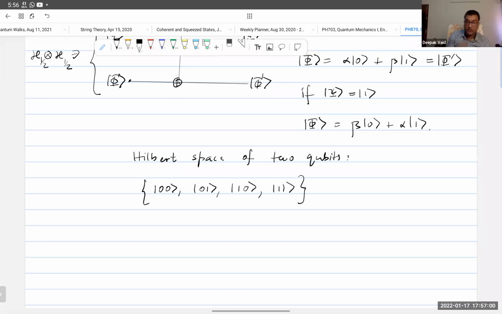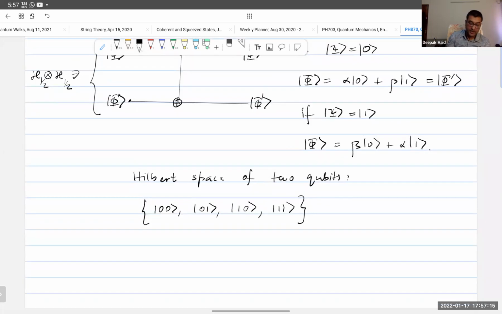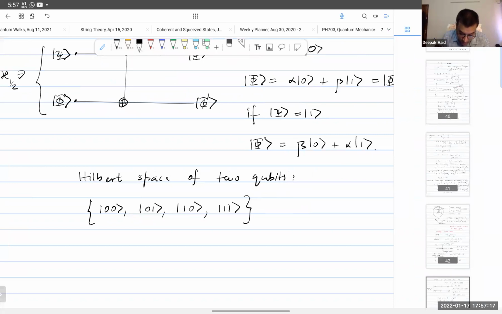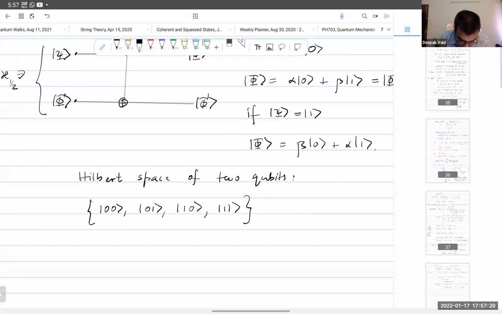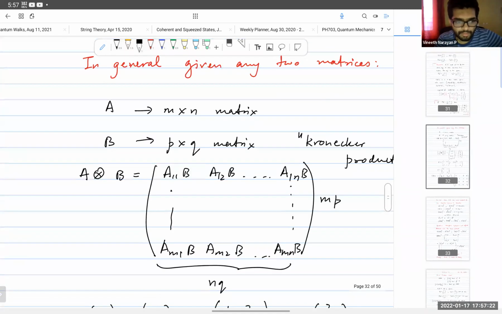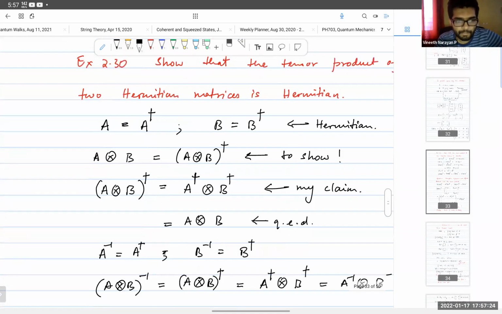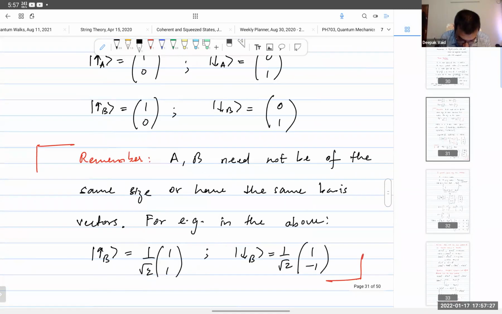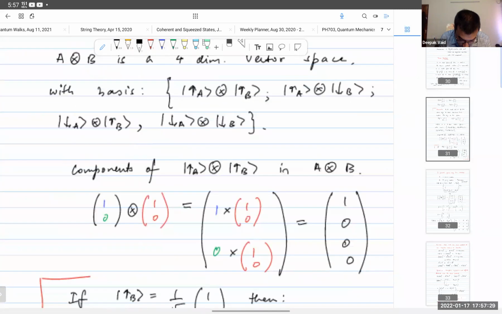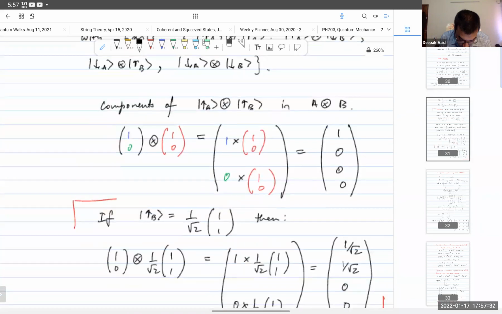If you remember, this is the basis, right? This is the set of basis vectors of the Hilbert space of 2 qubits, right? How do we get this? This is a tensor product, right? And I think I've gone into the tensor product in some detail in my previous lectures, if I'm not mistaken. So I have gone into this in some detail.